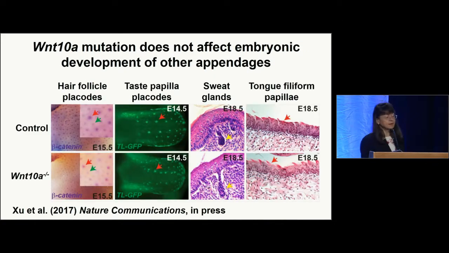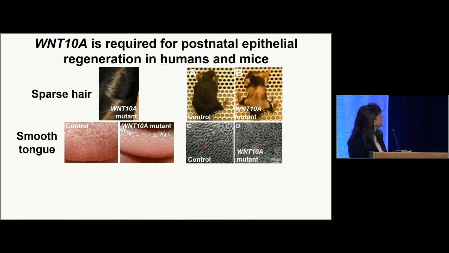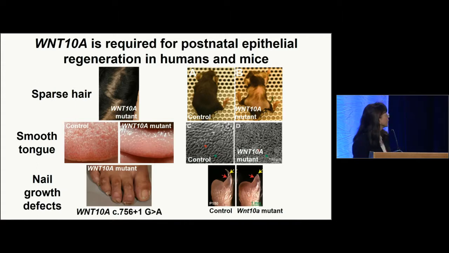But interestingly, and consistent with the adult onset of other defects, we found that the development of other appendages was not affected during development by loss of Wnt10A. So hair follicles, taste, sweat glands, and tongue fully formed papillae were all relatively normal at birth. However, during adult life, we started to see dramatic defects, including loss of hair, similar to the thinning of hair in the patients. This smooth tongue was also recapitulated in the Wnt10A mice, and they showed defects in nail growth.